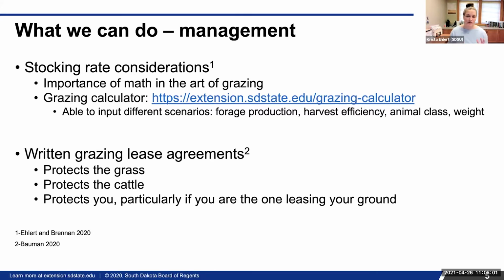And this applies whether we're in a drought or we're not. Having a grazing lease agreement protects the grass. The lease can contain statements about the amount of forage that can be harvested by the animals. It protects the cattle. If there's adequate forage, then their body condition will improve or maintain. And it also protects you, particularly if you're the one leasing your ground. Particularly in a drought scenario, you can include statements in your grazing lease about drought management and destocking or early weaning considerations. And there's a great article on grazing lease agreements by Pete Bauman, one of our field range specialists, that's also available on the website.